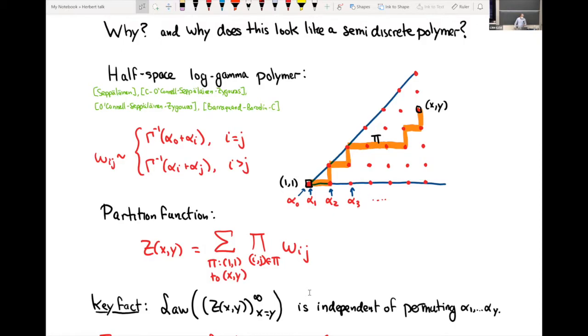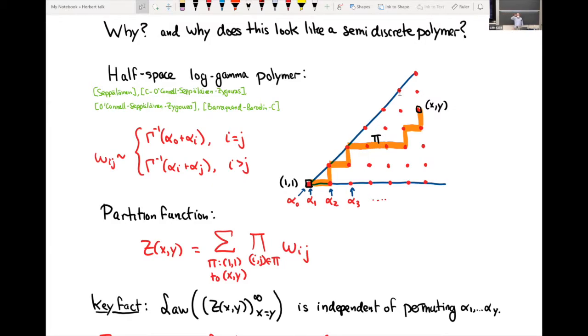Now, here's the only integrable fact I will tell you about this model. And this is the thing that makes this model special. If I look at the law of the partition function along a given row, so I go up to height y, and I look at the random variables, which are these partition functions as I march across horizontally.